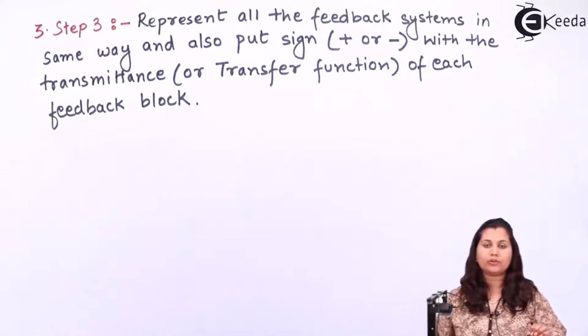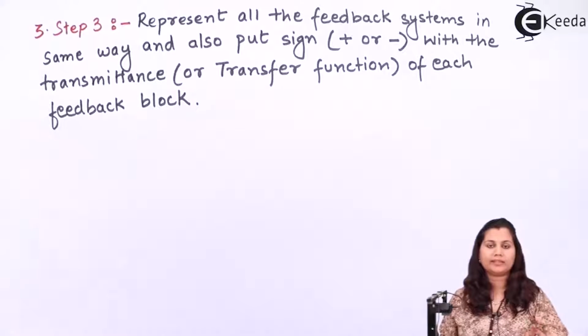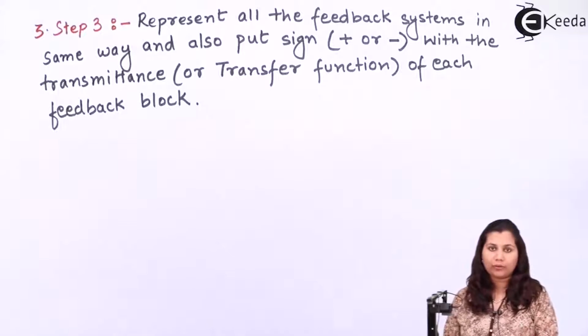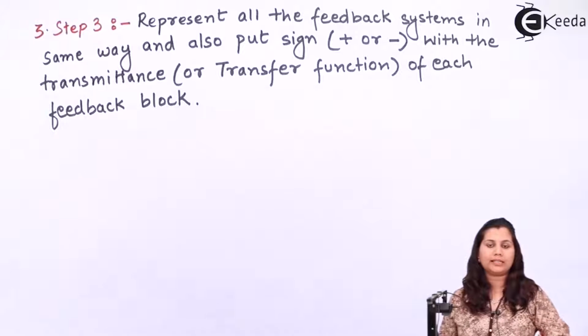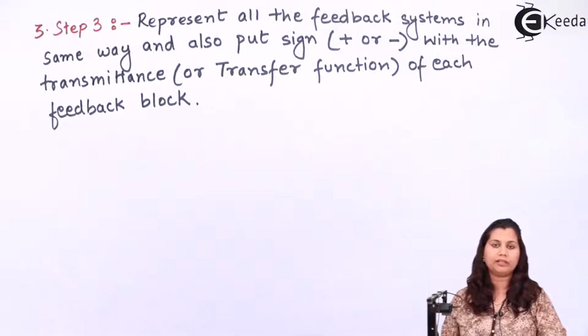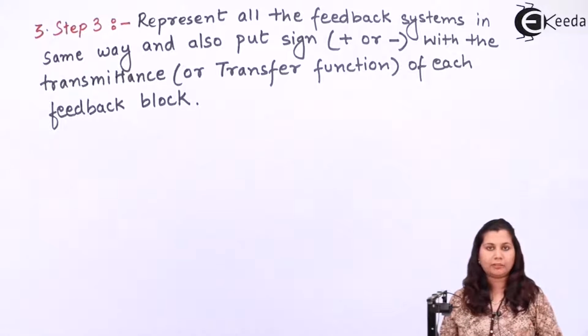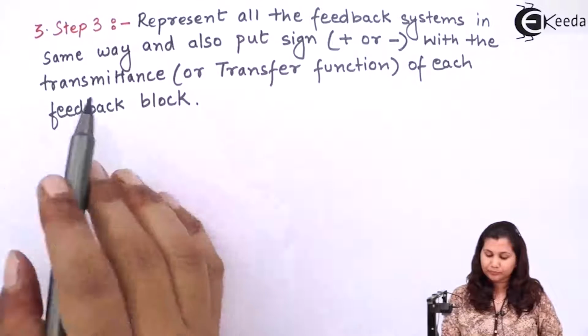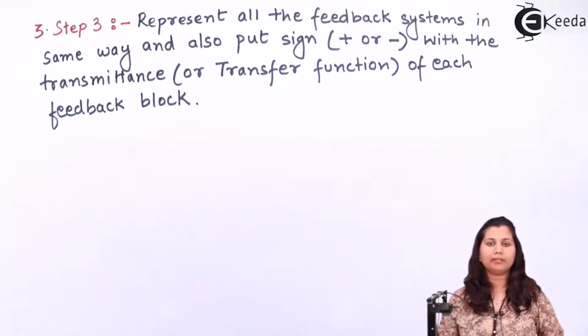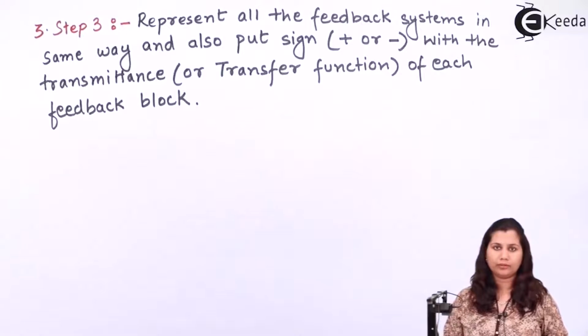in the same way. And also you have to put the sign. Keep in mind whether it is a negative feedback system or a positive feedback system. So put that positive or negative sign with their respective transmittance or transfer function on that arrow, so that we will get to know that it is a feedback loop. A negative sign will show that it is a negative feedback system, otherwise it is a positive feedback system. And in this way, all the feedback systems will be represented in the signal flow graph.